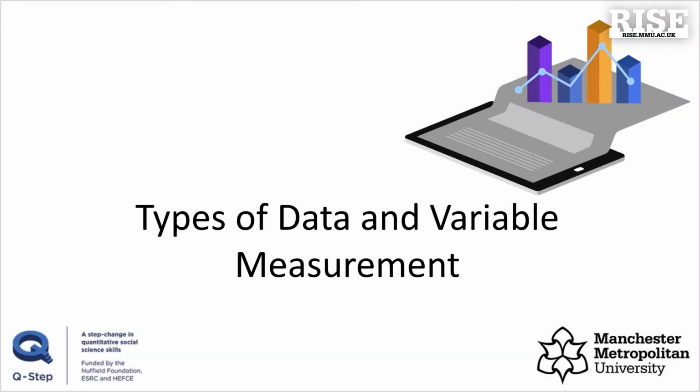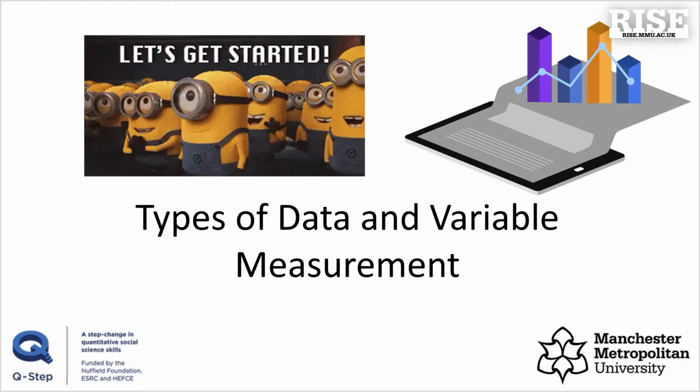Hi everyone, it's Simon Massey here from the Manchester Met Q-Step Centre, and in this video we're going to talk about types of data in variable measurement. Now, as we do with all videos, we're going to break this down to help you understand the difference between categorical and numerical data, and how those two different types of data help us understand the three different variable measures: nominal, ordinal, and scale. So let's get started.